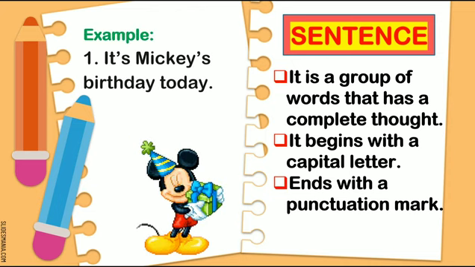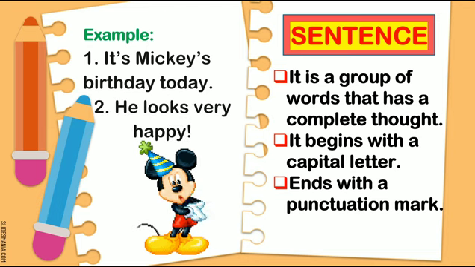Examples. It's Mickey's birthday today. He looks very happy. These are sentences because they have a complete thought. If I'm going to ask a question in number one, whose birthday is it today? And the answer would be, it's Mickey's, right? Or if I say, when is Mickey's birthday? Then the answer would be, it is today. Who looks very happy? It is also Mickey.